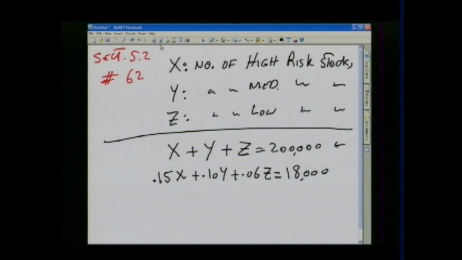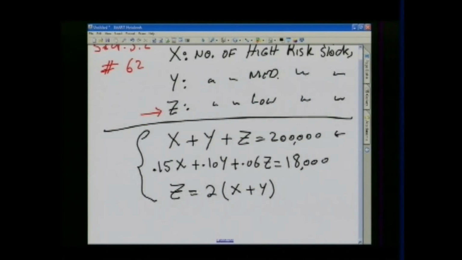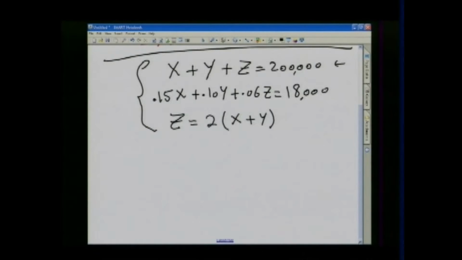One more has to do with the distribution of the money. It tells you the investment in low risk stocks is to be twice the sum of the investment in stocks of the other 2 categories. The low risk stocks, we show it with z. So it is telling you that z should be twice the amount of the other two, twice x plus y. So you have 3 equations and 3 unknowns.